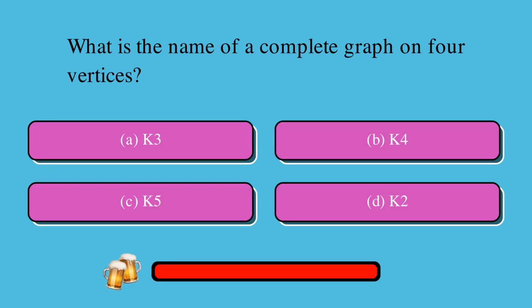What is the name of a complete graph on 4 vertices? Is it A, K3, B, K4, C, K5, or D, K2? The correct answer is B, K4.